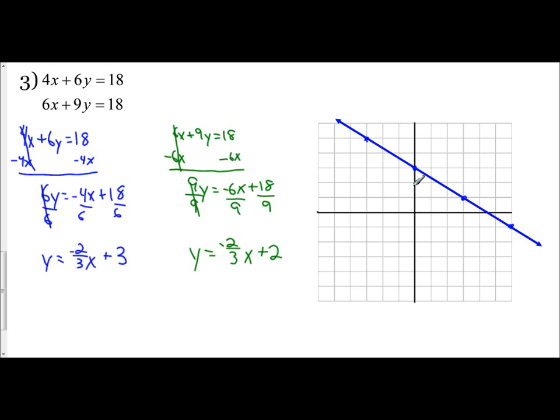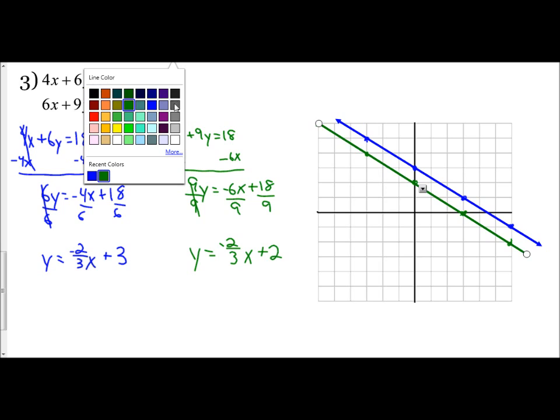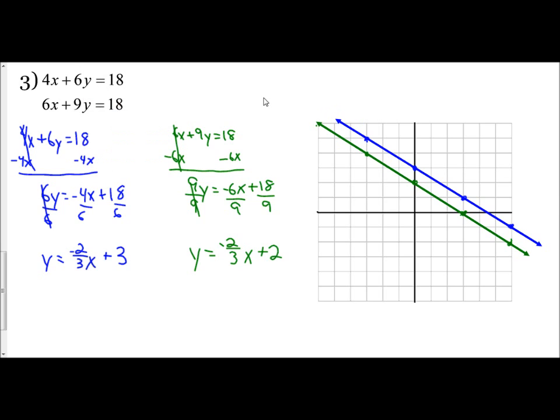So I have a y-intercept of 2 and a slope of negative 2/3. So down 2, right 3, or up 2, left 3. And go up 2, left 3. And then sketch your line. So same idea, if I were to color code this one for us, we see our lines do not intersect each other.